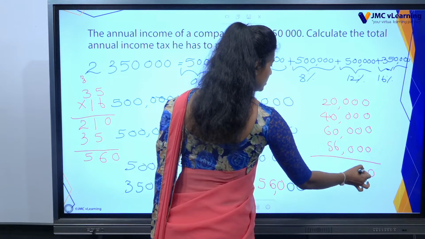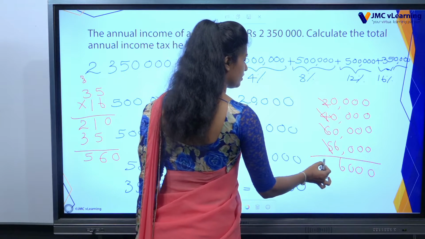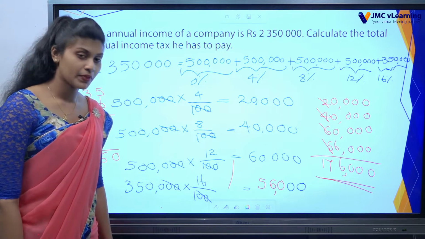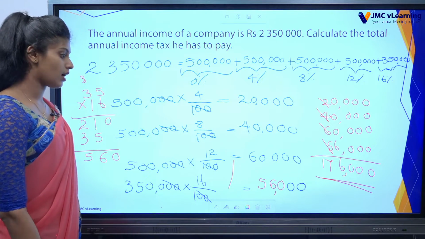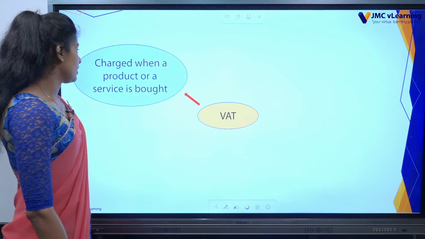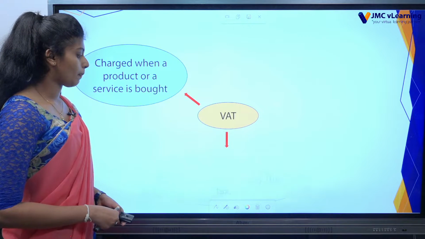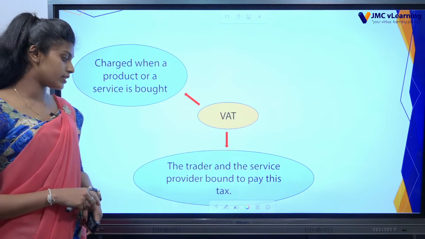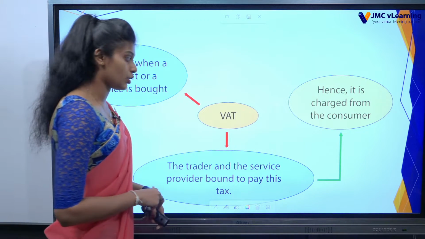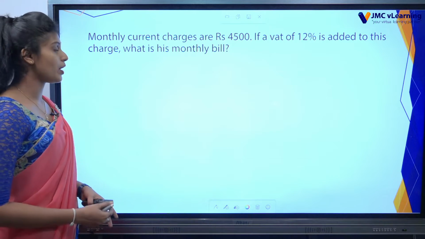Here 0, 0, 0, 6. Then let's add them 10, 15 and 17. How much is the total tax he has to pay? 176,000. That's the answer. Then VAT. What are the VAT? VAT is charged when a product or service is bought, and the trader and the service provider are bound to pay this tax, hence it is charged from the consumer. So, how can you do the questions using that VAT?